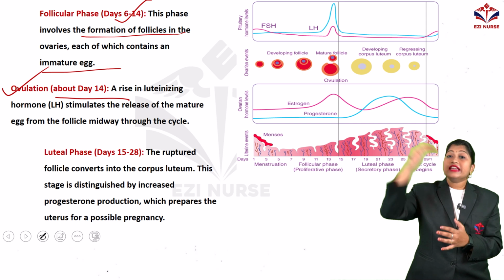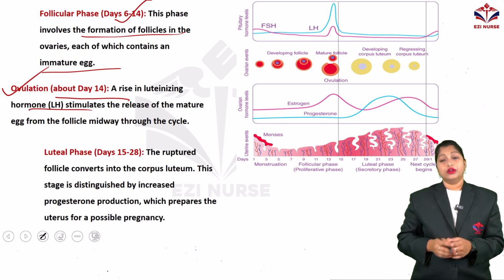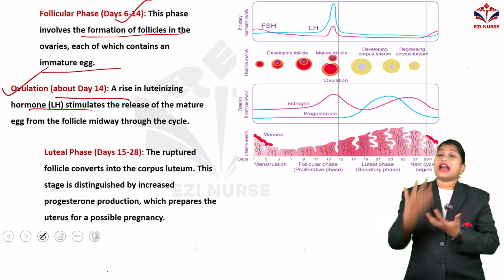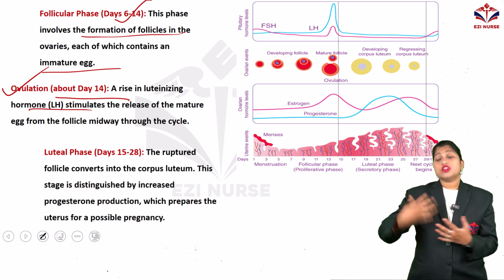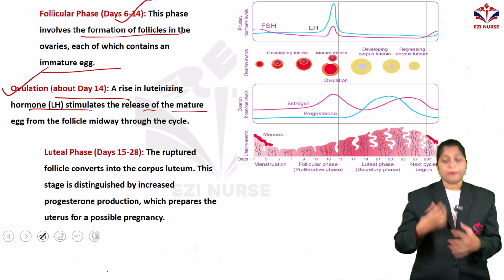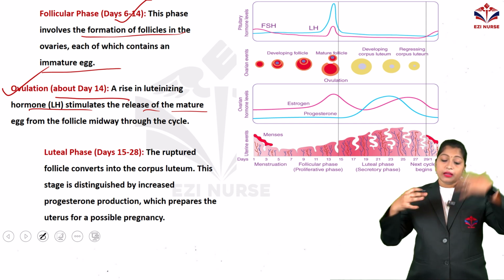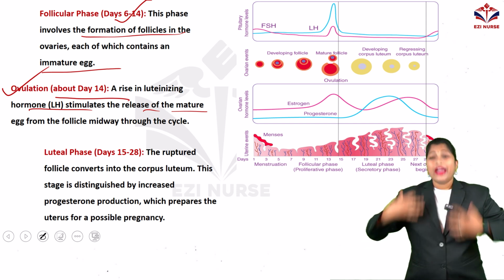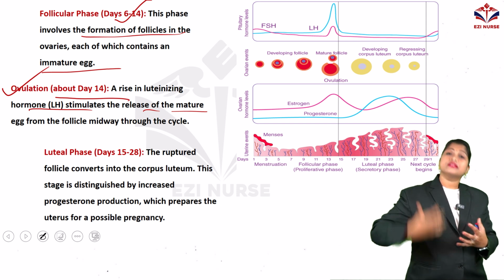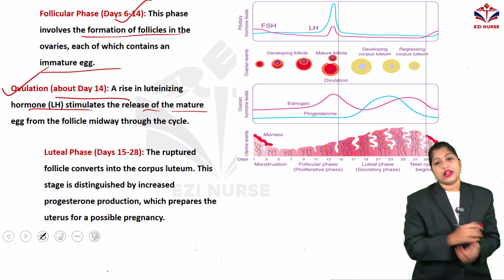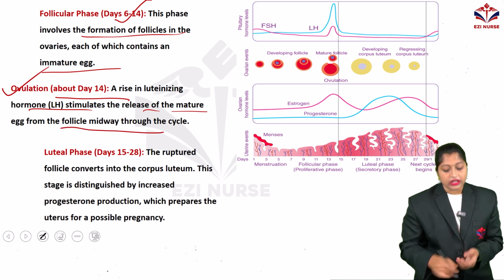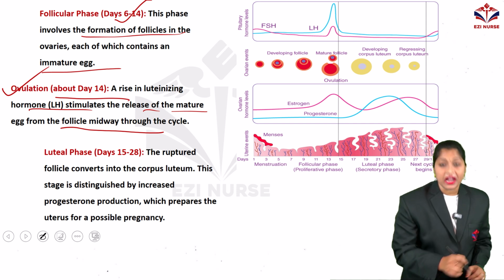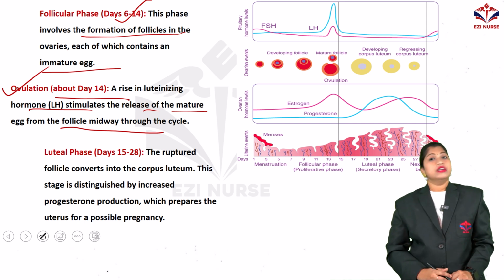It is a rise in the luteinizing hormone. This luteinizing hormone increases, which stimulates the release of the mature egg. Since in the previous follicular phase it was an immature egg, now it is making sure there is a release of this mature egg from the follicle midway through the cycle, and hence it occurs on the 14th day of the menstrual cycle.